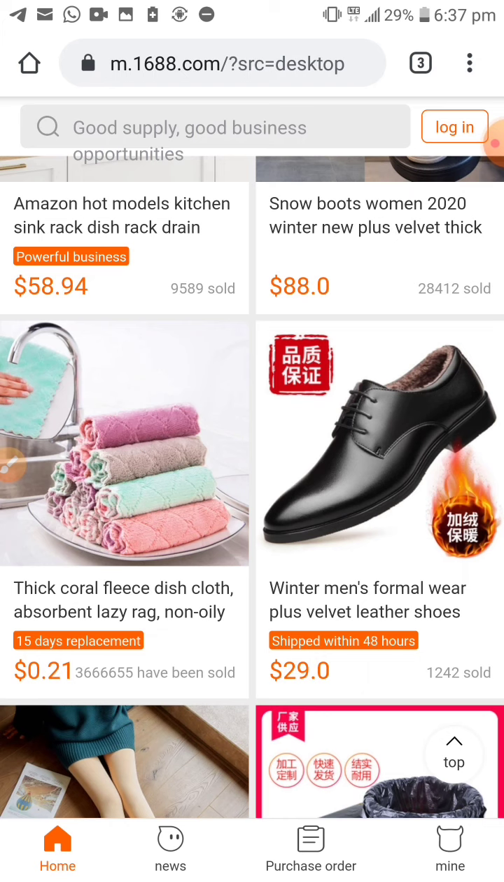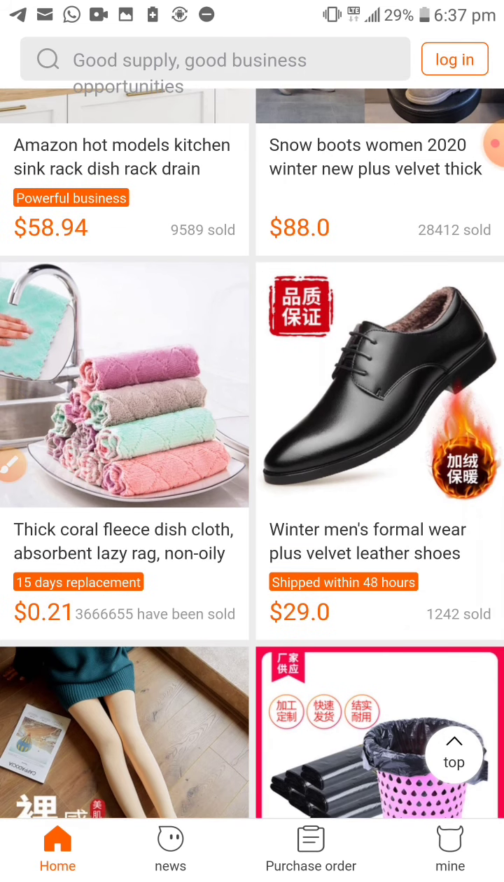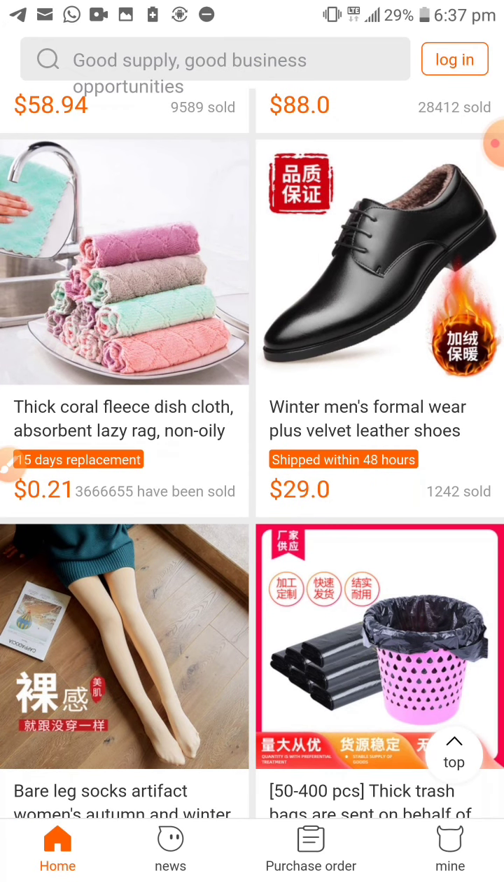So Alibaba, AliExpress, and 1688 are all owned by Alibaba. AliExpress is the retail side of the business, meaning retailers can come there and sell to end users. Alibaba is where they sell to the wholesalers who sell on AliExpress. Then 1688 is where the Chinese people sell to themselves.